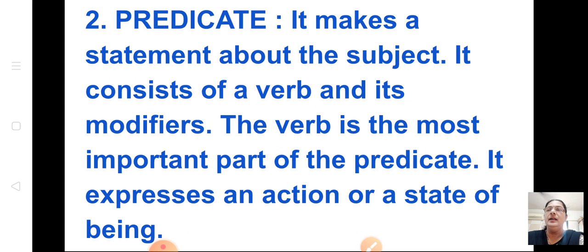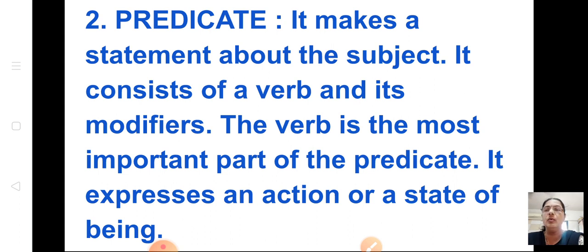Now what is a predicate? It makes the statement about the subject. So Ram is a good boy. I'm telling you, we are talking about Ram. What we are telling about Ram is a good boy. This part of the sentence, what we are describing about Ram, is the predicate. So it consists of a verb and its modifier. Every predicate will have a verb and other words. Modifiers means other words with that verb.